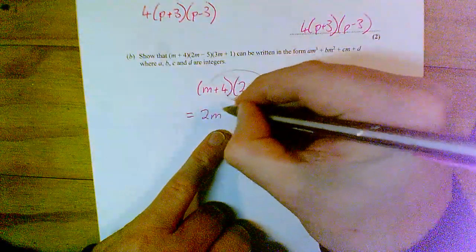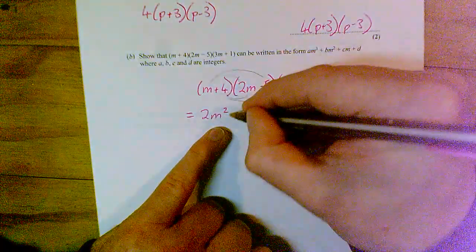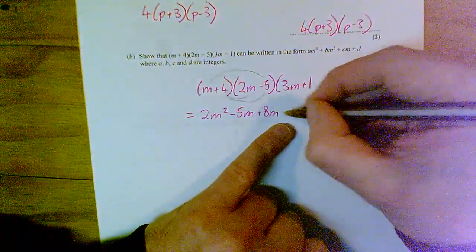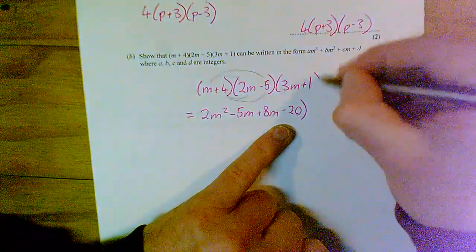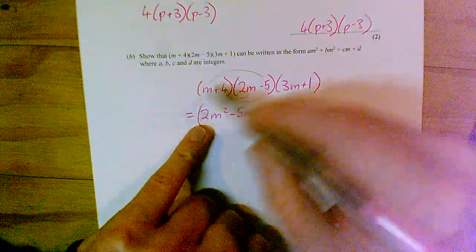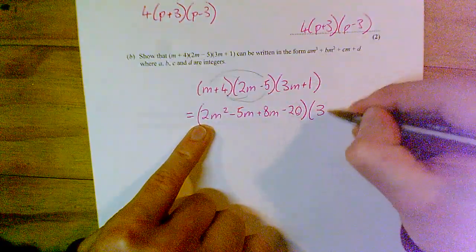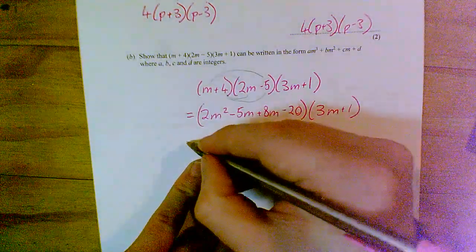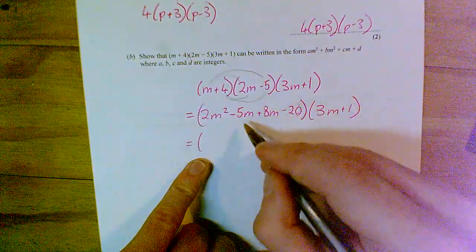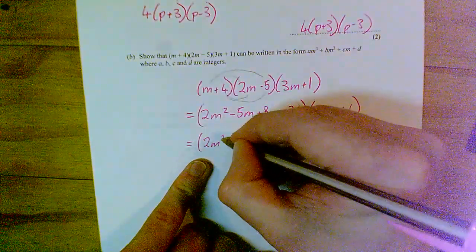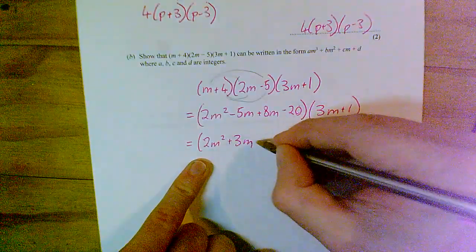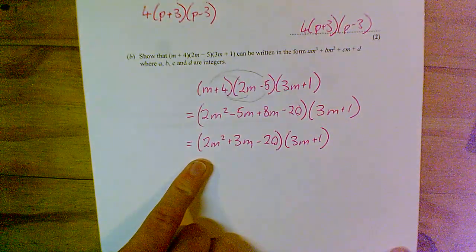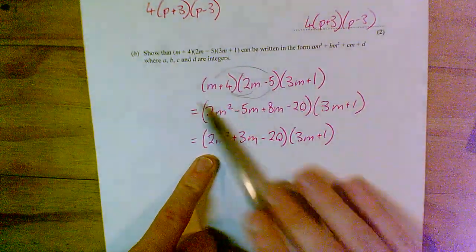m times m, 2m squared, m times minus 5, 4 times 2m, 4 times negative 5. Right, all of that stays in one bracket. I'm going to multiply all of that now in a minute by 3m plus 1. Make my life easier, I'm just going to simplify this a bit first. So that's minus 5m plus 8m, so that would be plus 3m minus 20. Times 3m plus 1, right. So all I've done so far is expand that bracket.